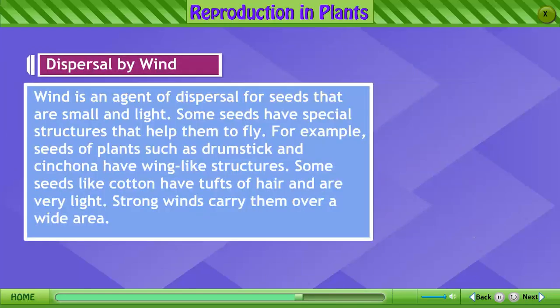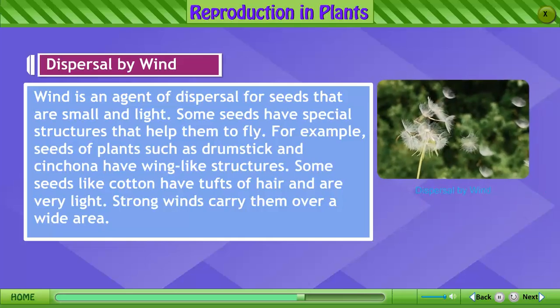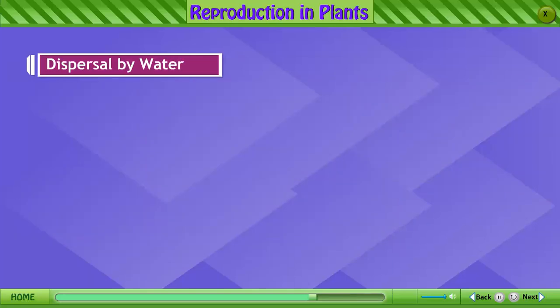Dispersal by wind. Wind is an agent of dispersal for seeds that are small and light. Some seeds have special structures that help them to fly. For example, seeds of plants such as drumstick and cinchona have wing-like structures. Some seeds like cotton have tufts of hair and are very light. Strong winds carry them over a wide area.